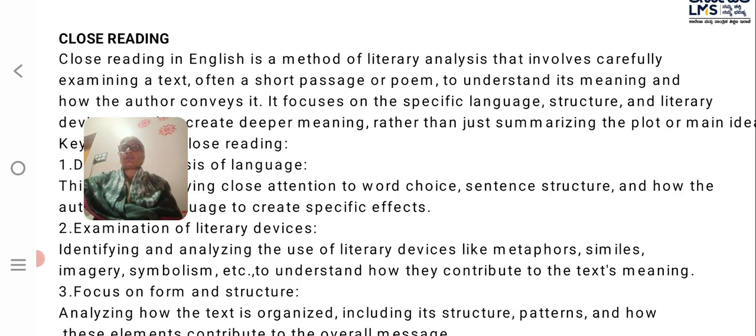The purpose of close reading is to analyze what the author says and how they say it. The focus of close reading will be on word choice, imagery, syntax, punctuation, specific language structure, and literary devices to create deeper meaning rather than just summarizing the plot or main idea.